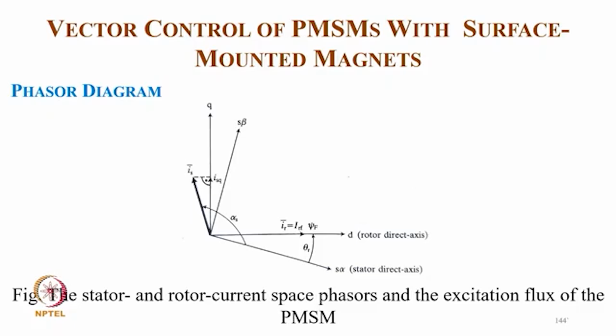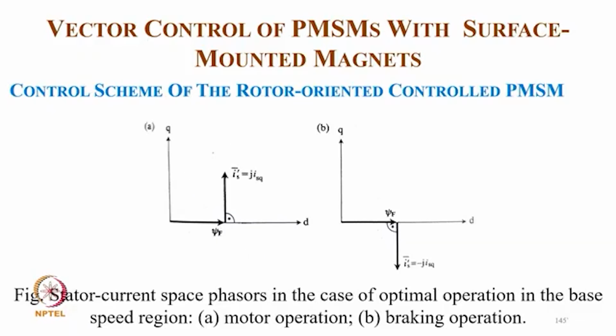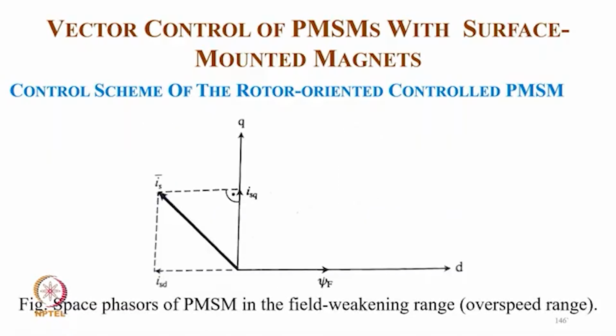Now this is the typical phasor diagram of the stator and current space phasors and the excitation flux of the PMSM, where you have an alpha axis with theta r, a D axis of the rotor, and at the quadrature a Q axis, and at 90 degrees to the alpha axis a beta axis, and then the stator current corresponding to alpha. Now this is the typical case of the stator current space phasor in the case of optimal operation in the base speed region, for the two cases of motor operation and braking operation.